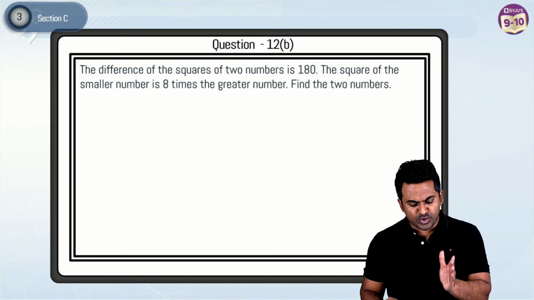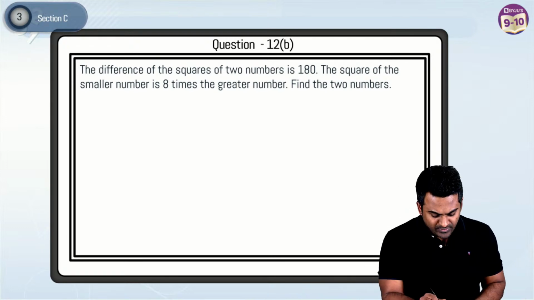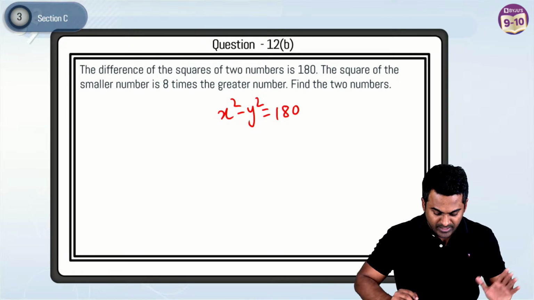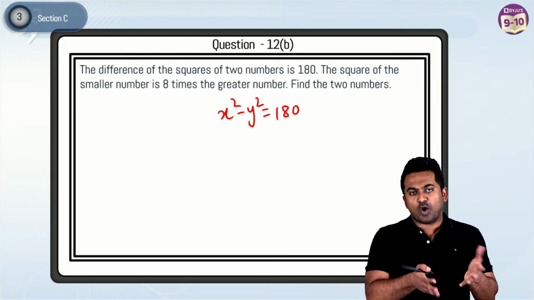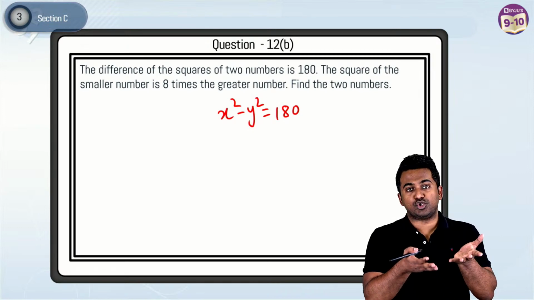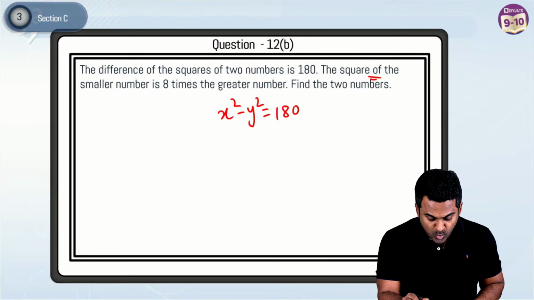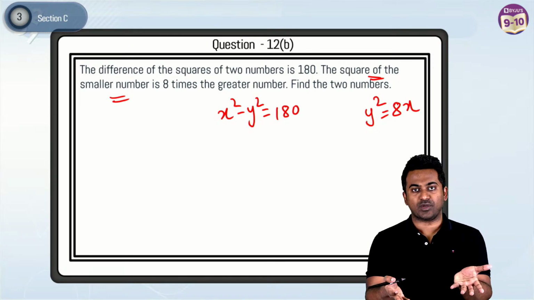All right, come on, let's have a look at this question now. The difference of the squares of two numbers is 180. Let the two numbers be x and y. The difference of their squares is equal to 180. The square of the smaller number. Now, obviously, as per the variable choice that we have taken, x is going to be bigger than y. So the square of the smaller number, that is square of y, is 8 times the greater number.